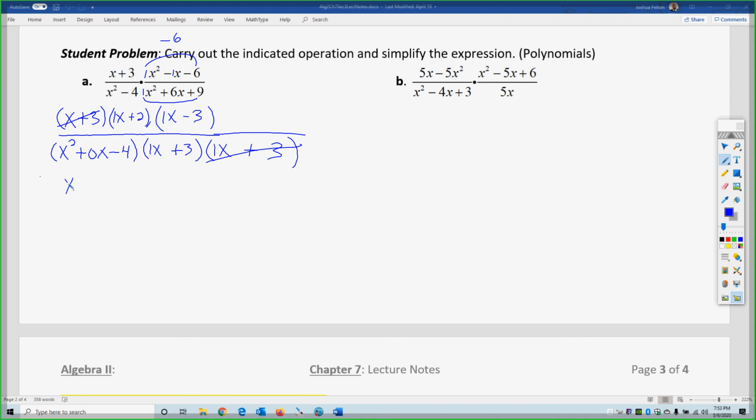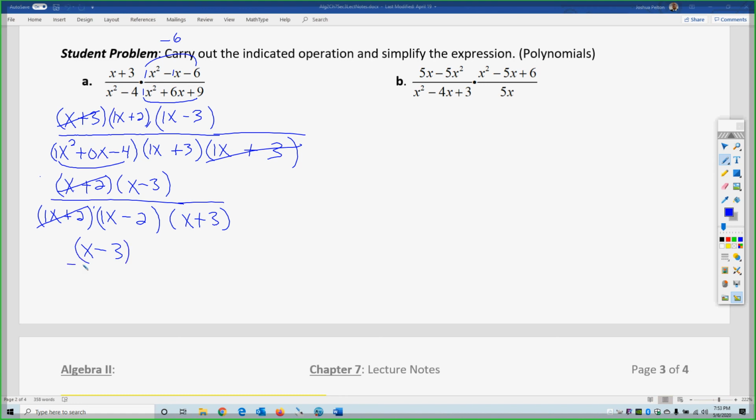So I'm left with x plus 2 and an x minus 3 over, we'll do a quad form factoring, 1x, 1x. So 1 times negative 4 gives me negative 4. So I need to get 0 as my middle term. So it has to be positive 2 and negative 2. So multiply to negative 4 and add to 0. And then tag on my x plus 3. Okay. So the x plus 2's cancel. So I'm left with x minus 3 over x minus 2. x plus 3 is my final expression.